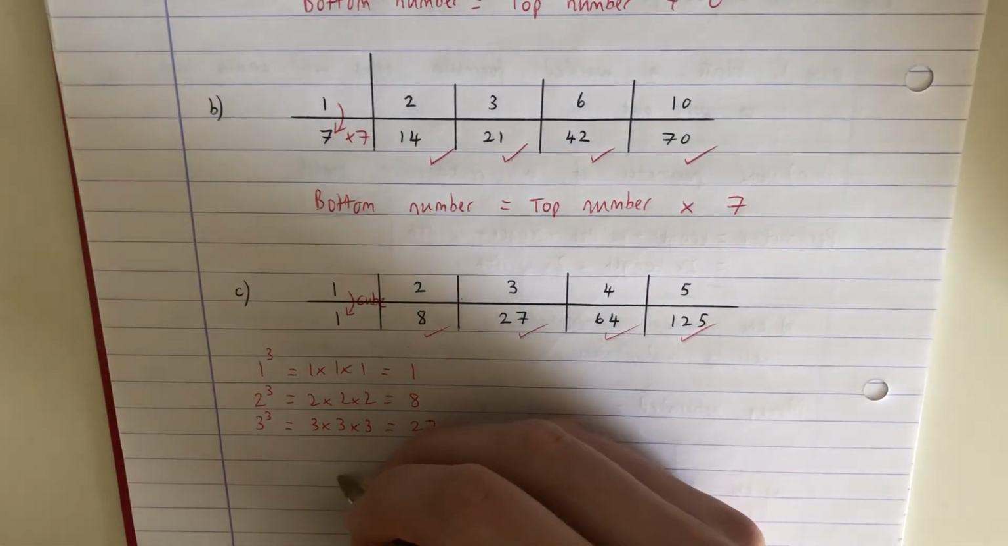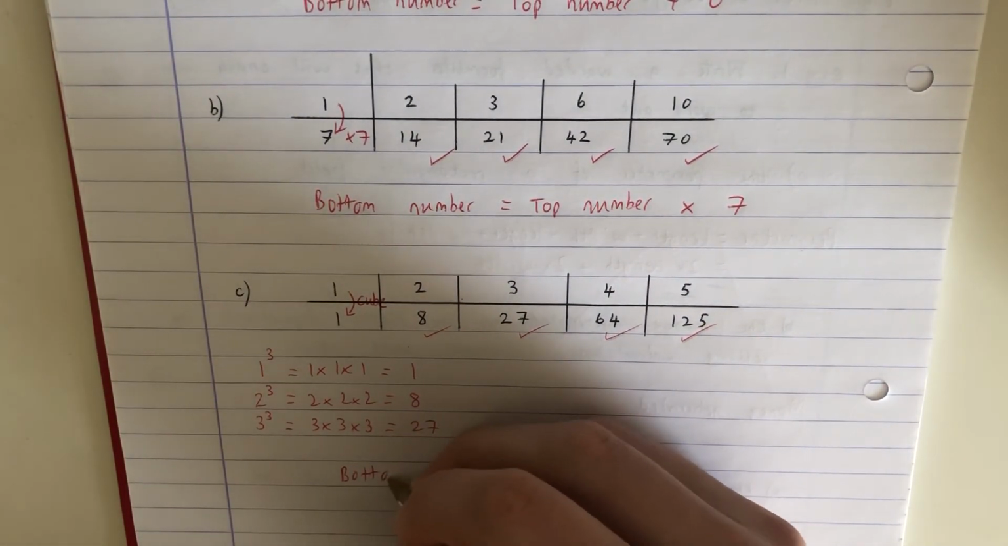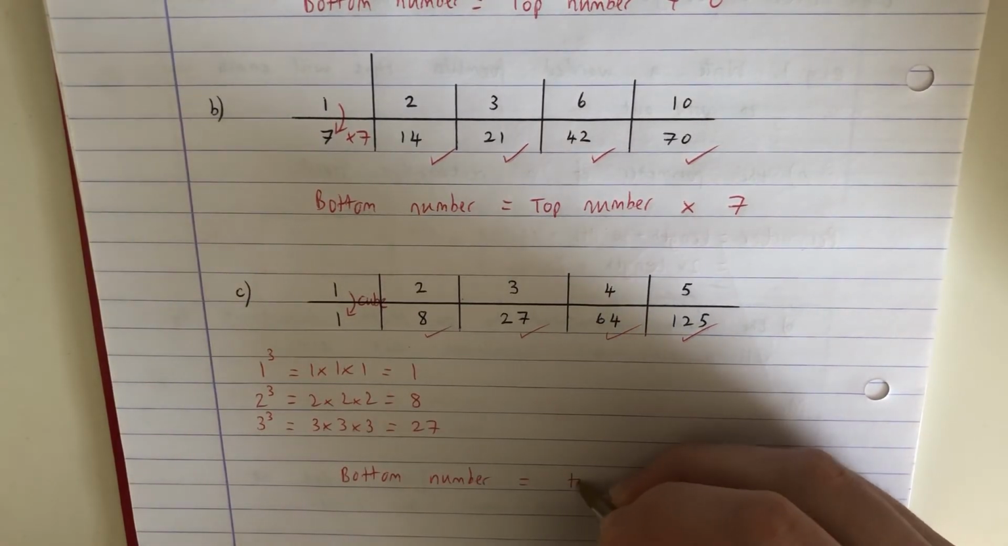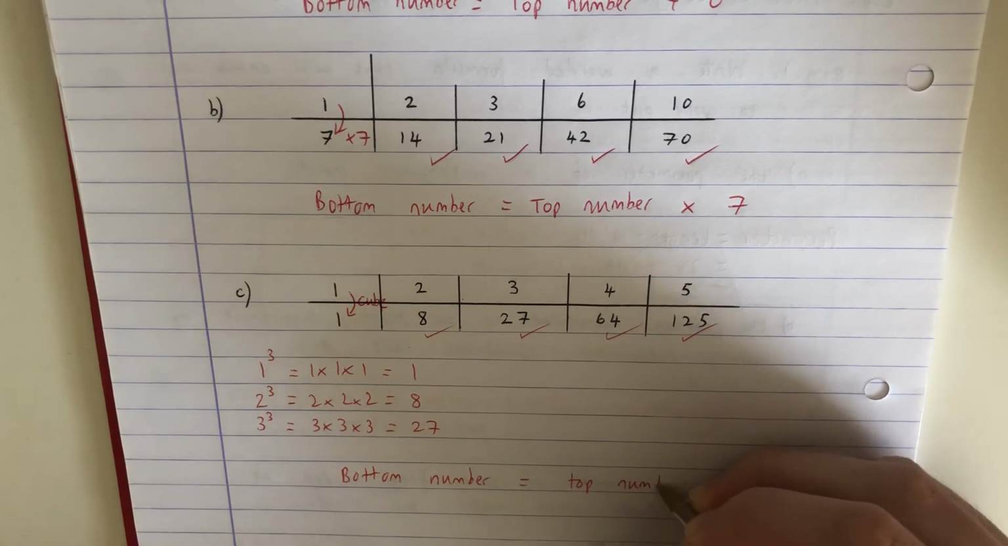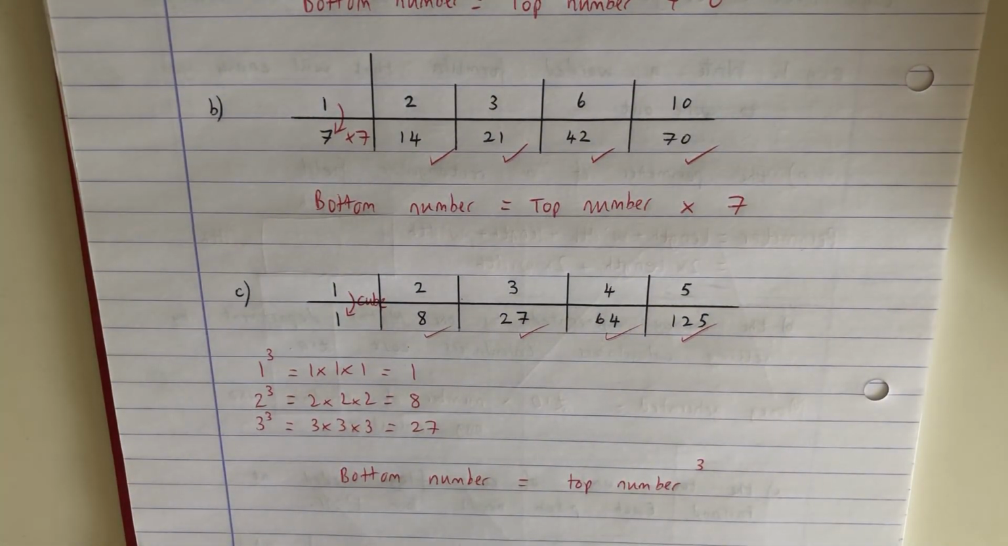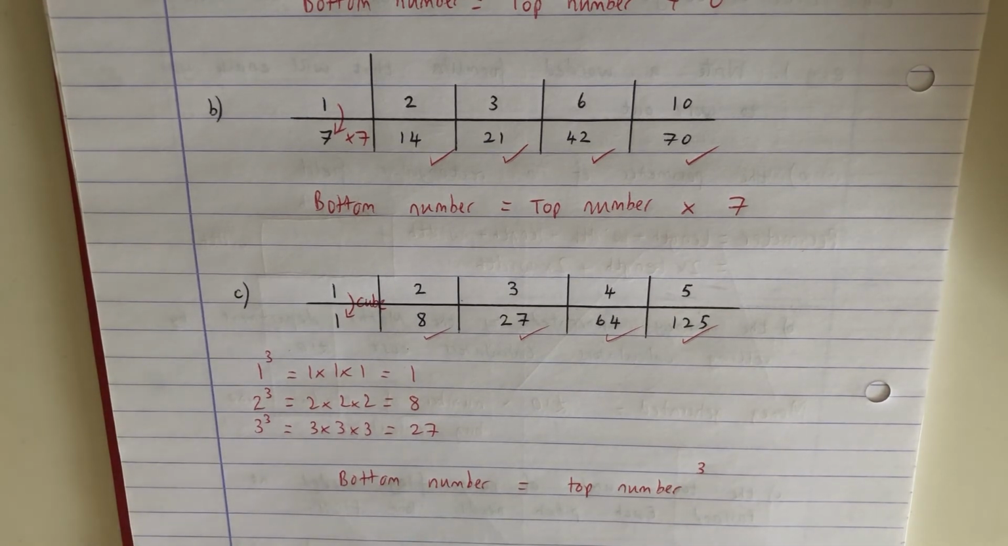So the bottom number equals the top number cubed, and you write a cube like that, with a little 3 at the top corner there. And that is pretty much it.